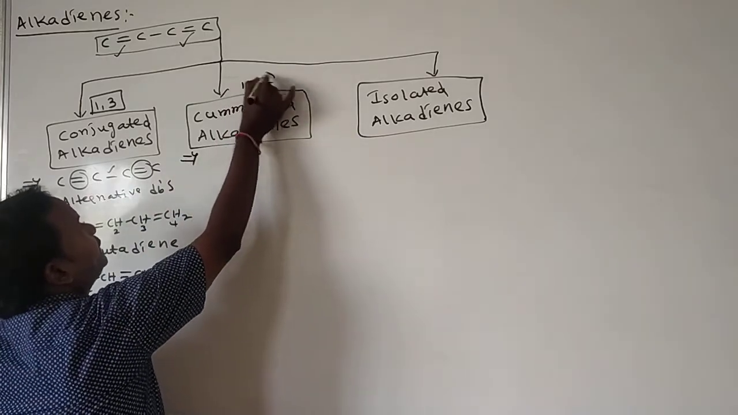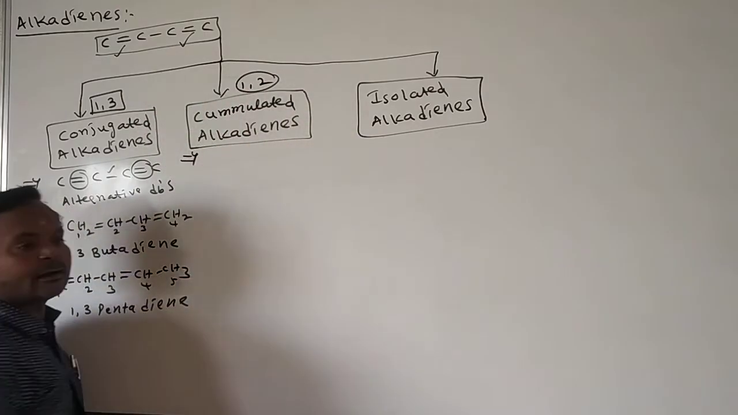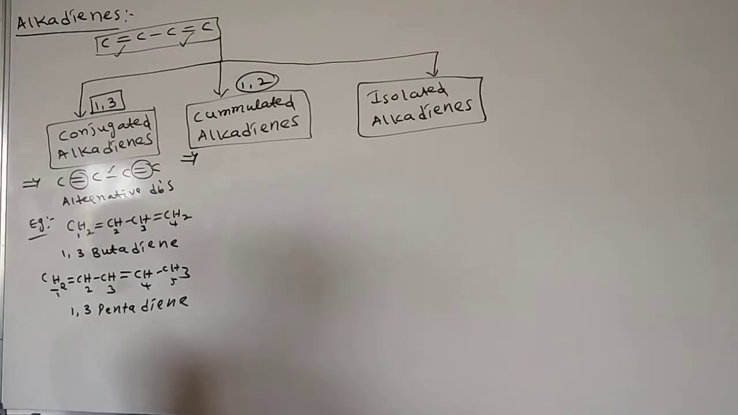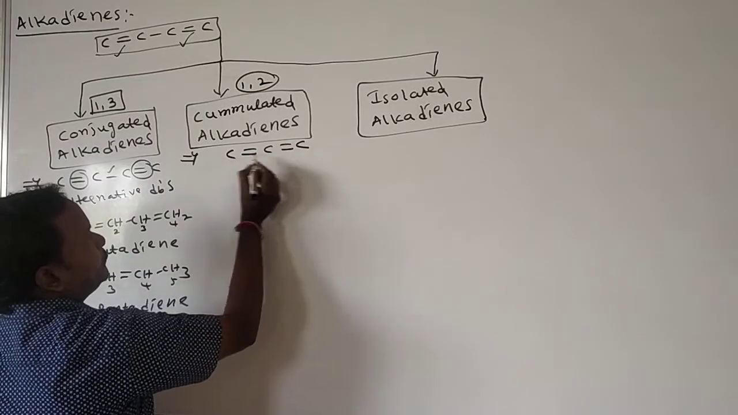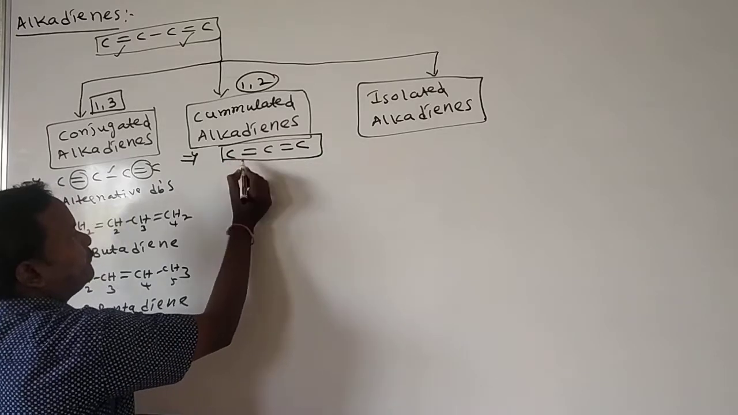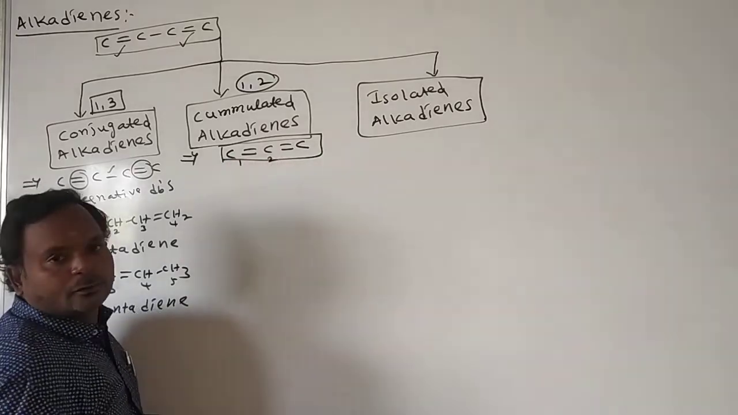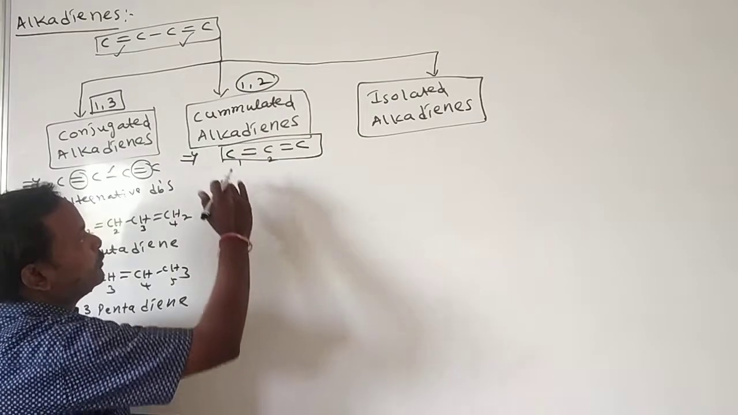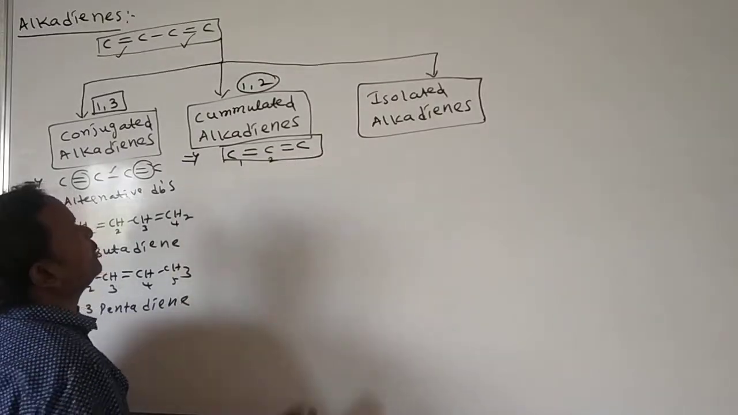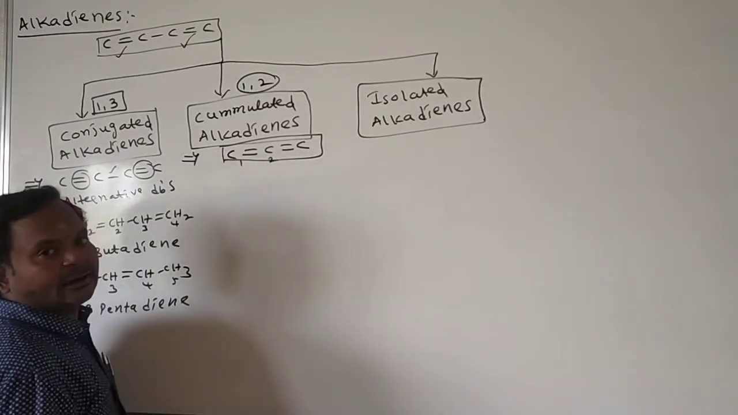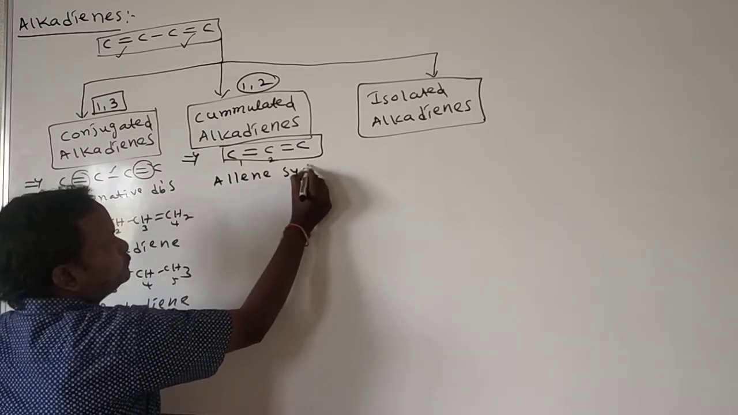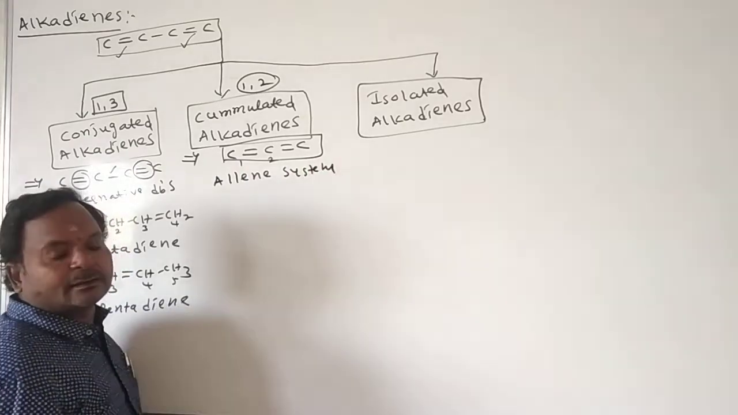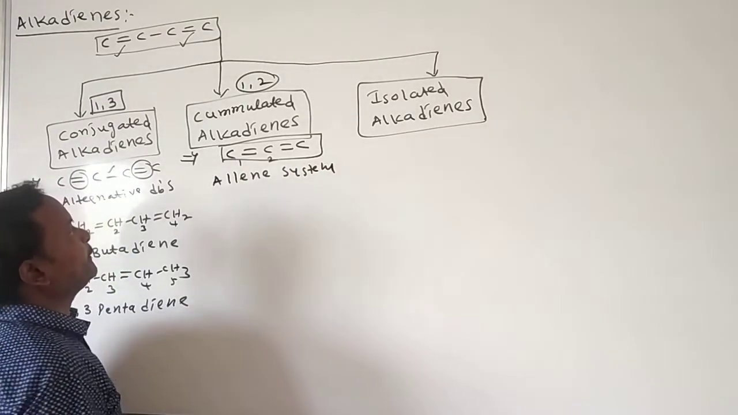Then in continuation, we'll see the cumulated alkadienes. 1,2-alkadienes are also called cumulated alkadienes. Here I am giving the system: two double bonds are present on the first carbon and second carbon. This we call cumulated alkadienes. This system is also called the allene system.